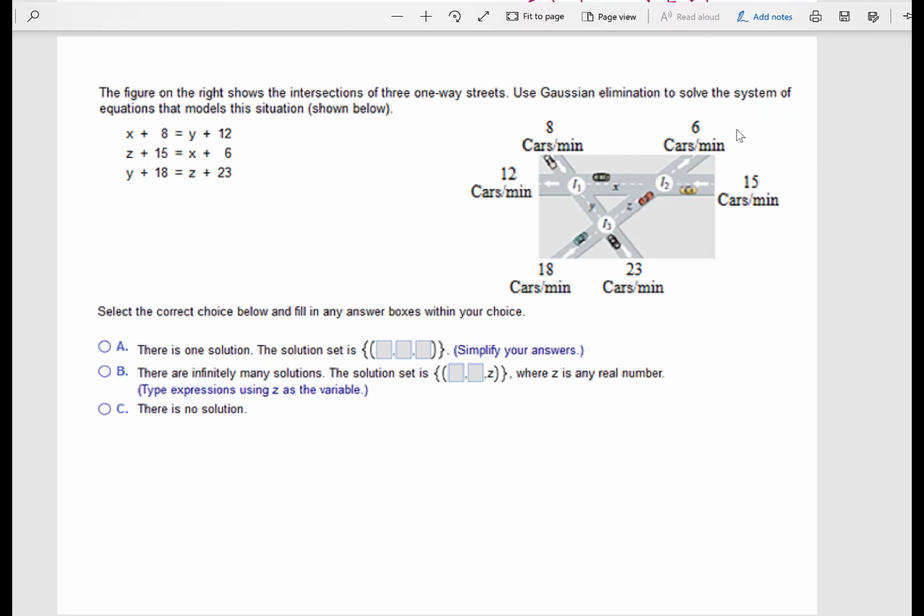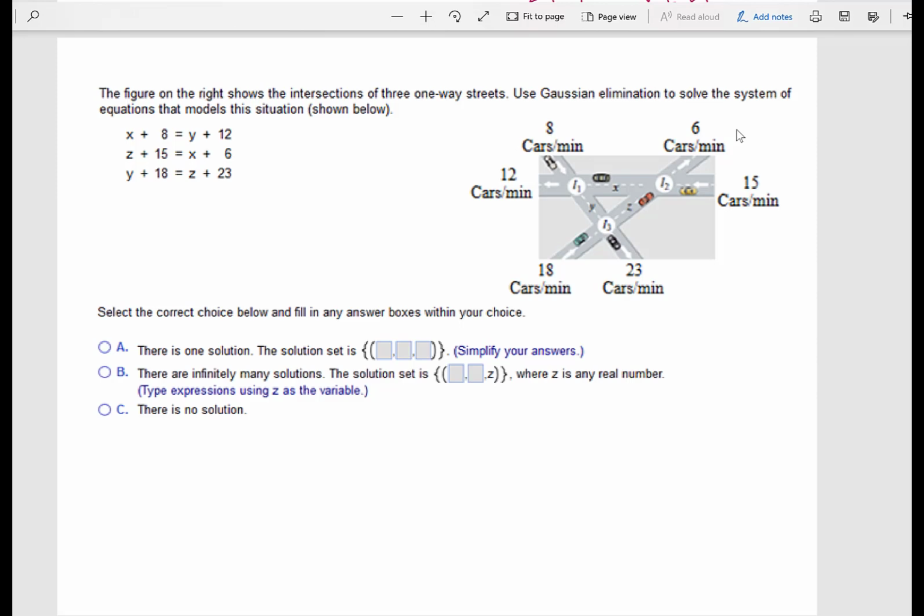Okay, and then this one right here. This is the one where we're going to use expressing a variable in regards to another variable. So what we were talking about before we actually went to this last problem. It says the figure on the right shows the intersections of 3 one-way streets. It's telling us to use that Gaussian elimination method. That's the method that they will show you when you go and ask for help in MyMathLab. But remember, that method will drive you insane. You can try it, but we have a more efficient way, I believe, of doing it. So it says solve the system of equations that models this situation.